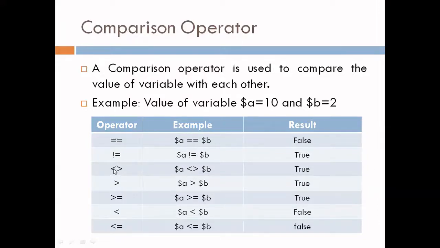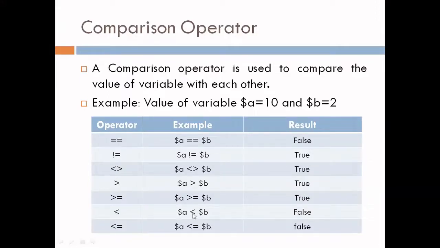Now less than greater than. It is another type of not equal to. $a not equal to $b, so again it is true. Now greater than. $a greater than $b, so 10 greater than 2 will return true. Greater than or equal to will return true if any of the operations is true. So 10 greater than or equal to 2: here greater than is a true condition, so it will return true.